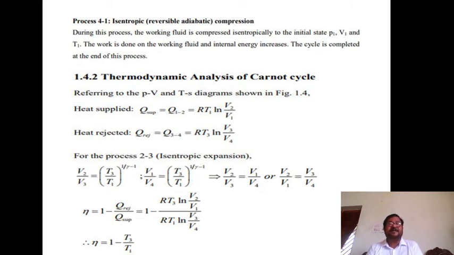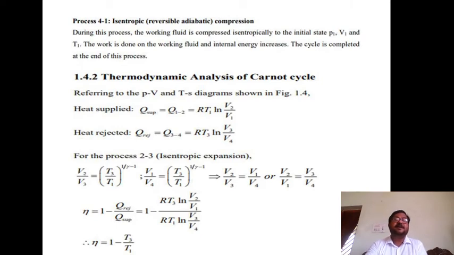In that general equation, T1 by T2 is equal to V2 by V1 raised to the power of gamma minus 1, which is equal to P1 by P2 raised to the power of gamma minus 1 by gamma. By rearranging all the things, you will get this equation: V2 by V1 is equal to T3 by T1 raised to the power of 1 by gamma minus 1. V1 by V4 is equal to T4 by T1 raised to the power of 1 by gamma minus 1. It implies that V2 by V3 is equal to V1 by V4, or V2 by V1 is equal to V3 by V4.